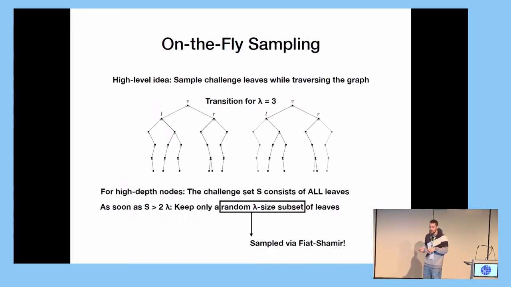And note that as soon as a path is forgotten, we don't need it anymore, because what we do is just pruning gradually as we go up the tree. And the conceptual difference is that instead of performing Fiat-Shamir at the very end of the computation, we do it at each node, sort of, except for the very high depth nodes.